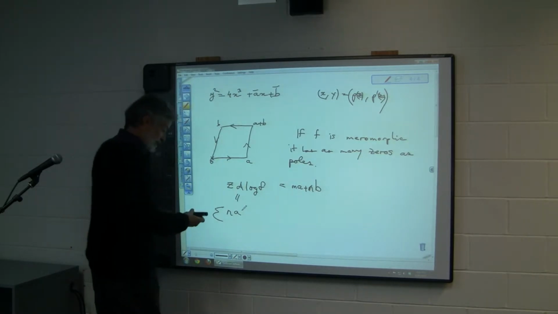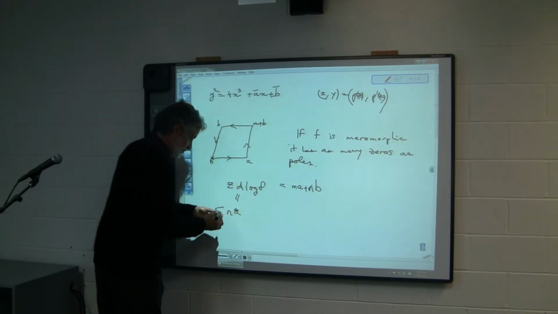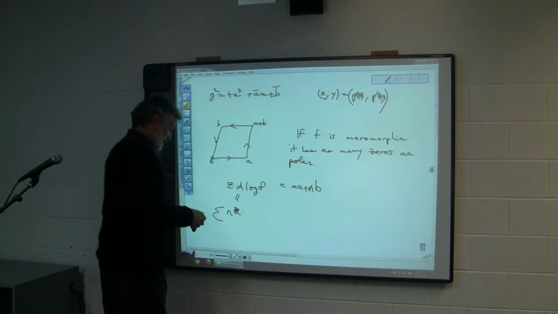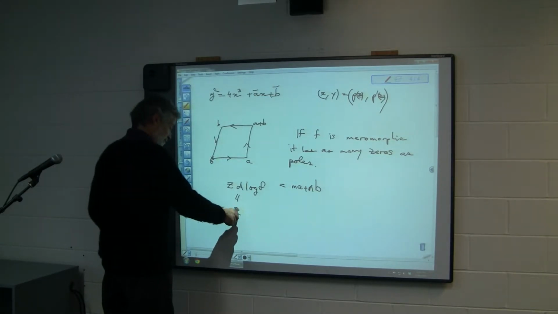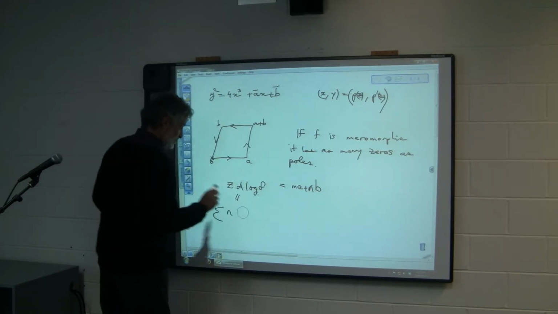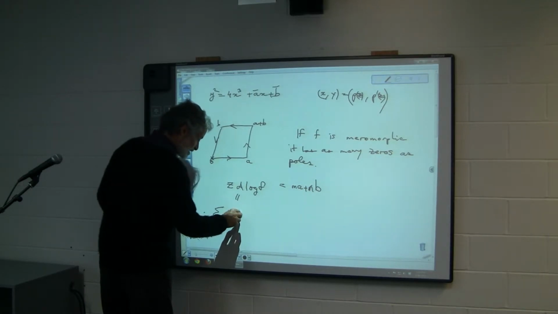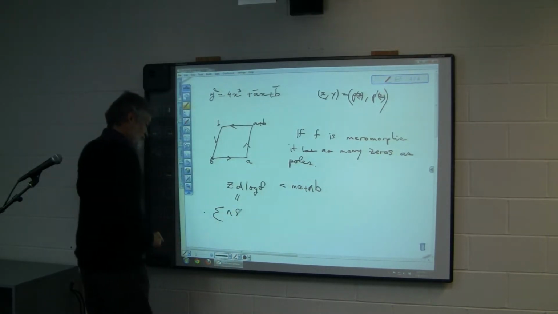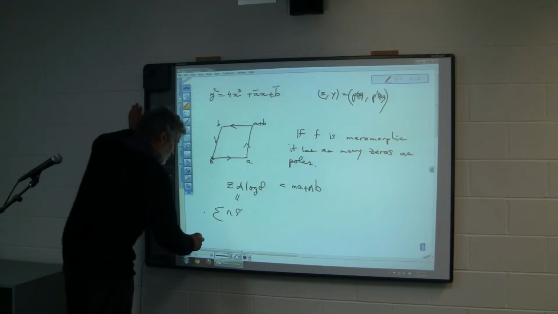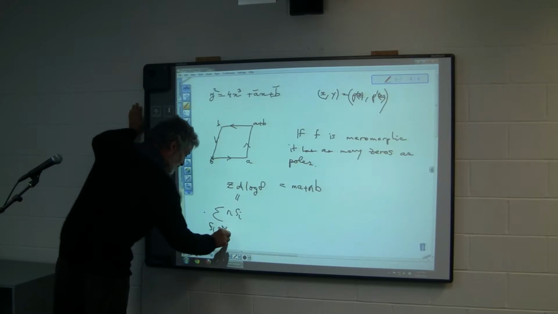I keep overusing the letter a. The technology is defeating me. It's the small button, or you can just press. Okay. So it's n s i. So the s i are the zeros.